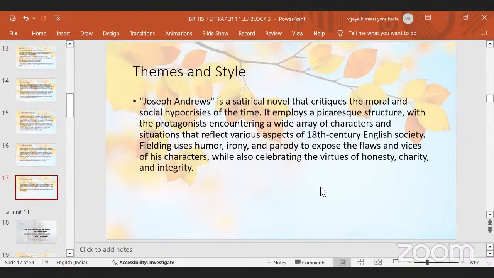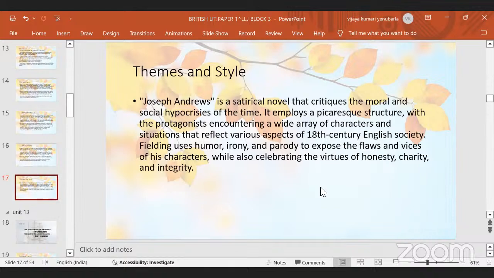So, themes and styles. Joseph Andrews is a satirical novel that critiques the moral and social hypocrisies of the time. So it is a perfect satire of how people behave, how the richer class used to exploit the young, naive men and women according to their whims and fancies.